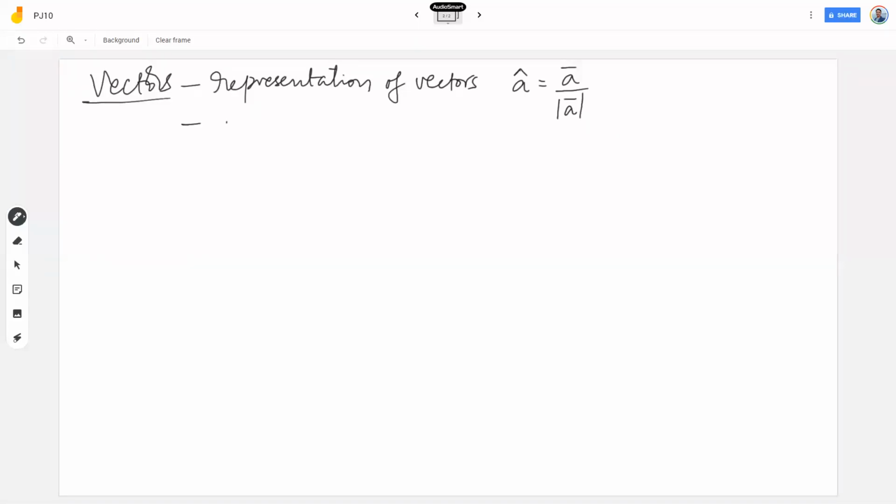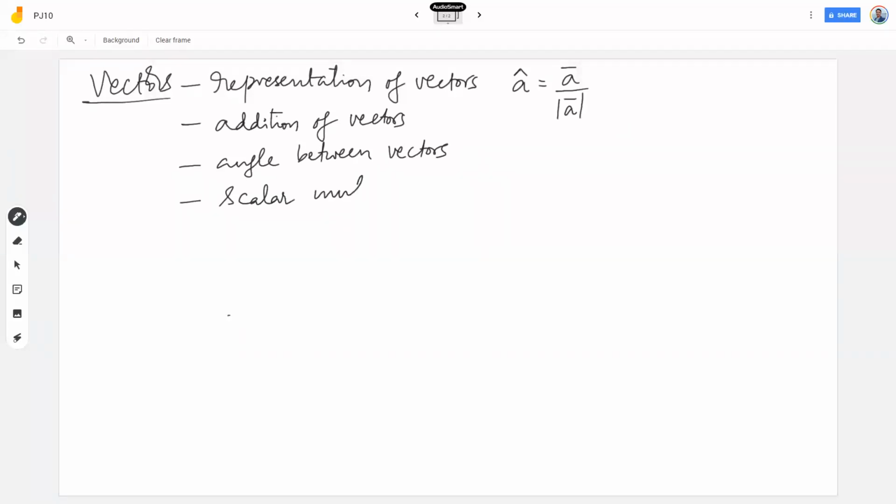And then we saw addition of vectors, in which we also saw angle between vectors. And then we saw a scalar multiplied to a vector. What happens if the scalar is multiplied to a vector? That we saw. So the resultant, addition of vectors, we saw resultant's magnitude and direction.